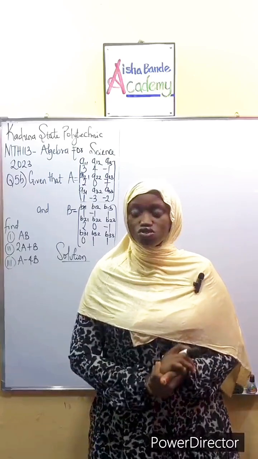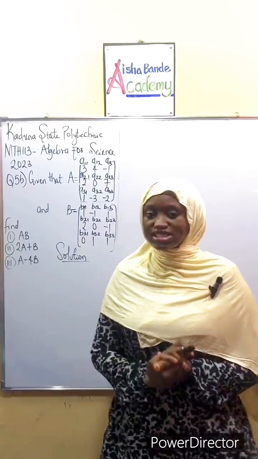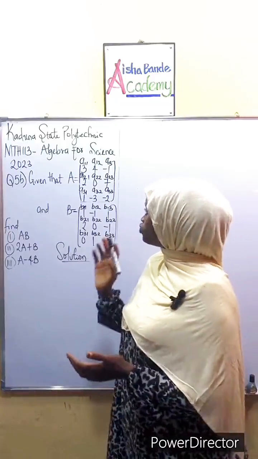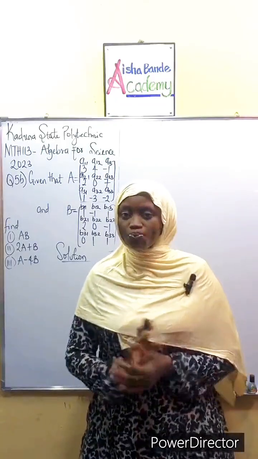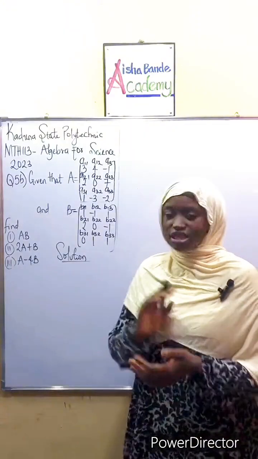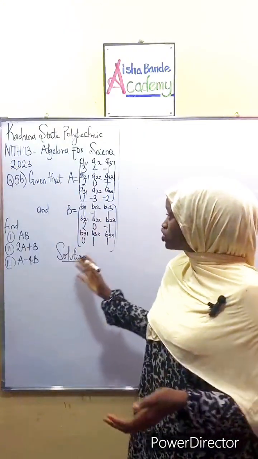We have a question to solve which is from Kaduna State Polytechnic. This is Maths 113, that is algebra for science. It is a past question from last year, which is 2023. The question is under matrices. We have a calculation question to solve.